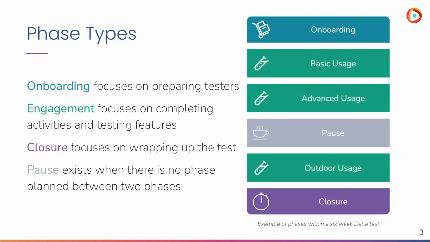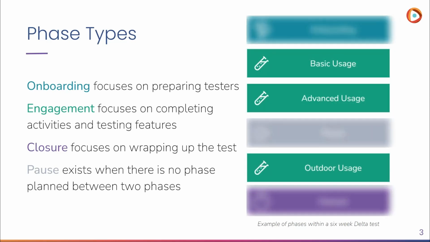Now, engagement focuses on completing activities and testing features. So we can split these up into multiple different weeks of engagement phases. You can see on the screen we've got basic usage, advanced usage, outdoor usage, etc. And we can populate those engagement phases with specific features. So for example, basic usage would be week 1 of testing.